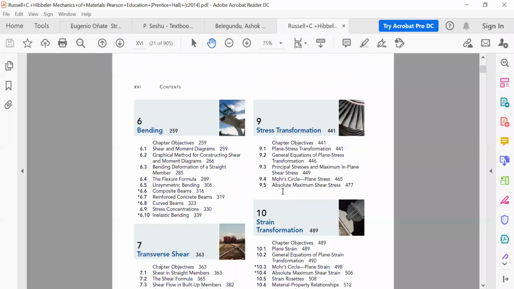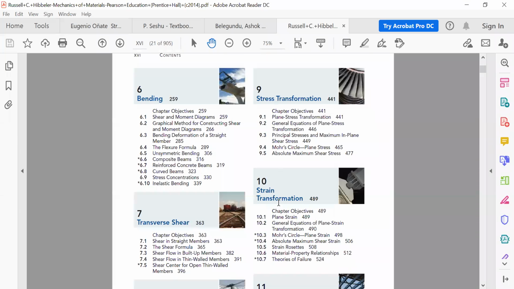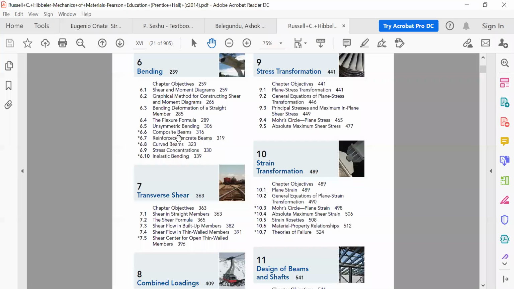Okay, then as we go to chapter number 5, we have to talk about chapter number 6. Yes, chapter number 6 is about bending. We'll be talking about the structural elements called beams, and in beams we'll be understanding the shear force and bending moment diagrams, and the normal stresses and the shear stresses which are created in the beams. Okay, that will be in chapter number 6.